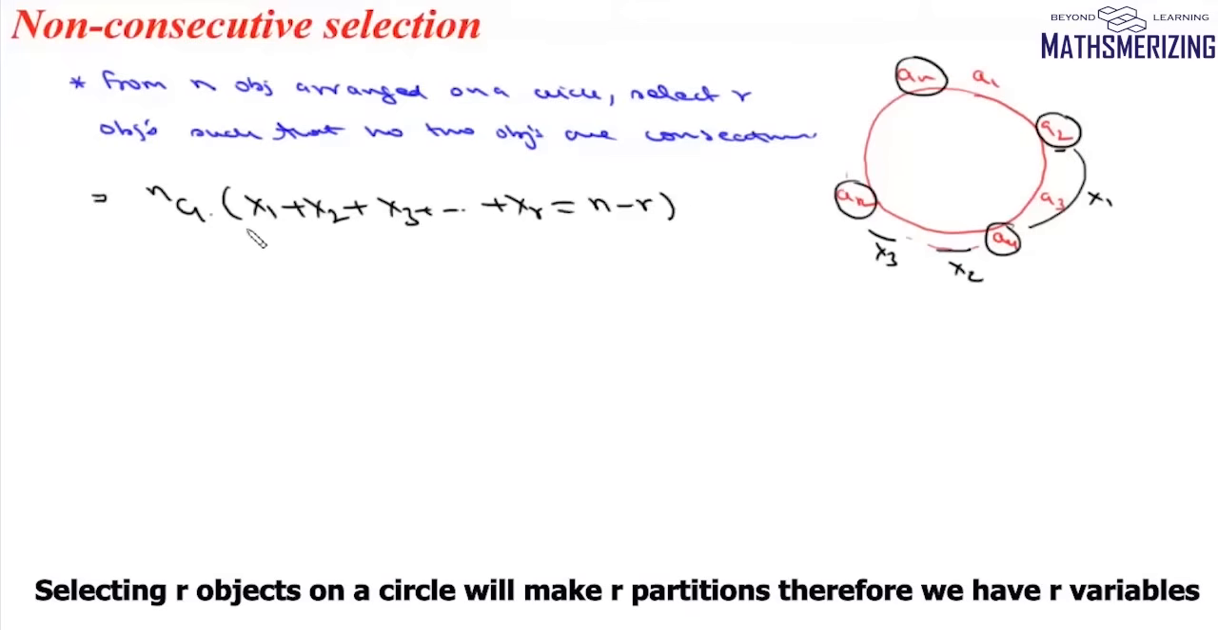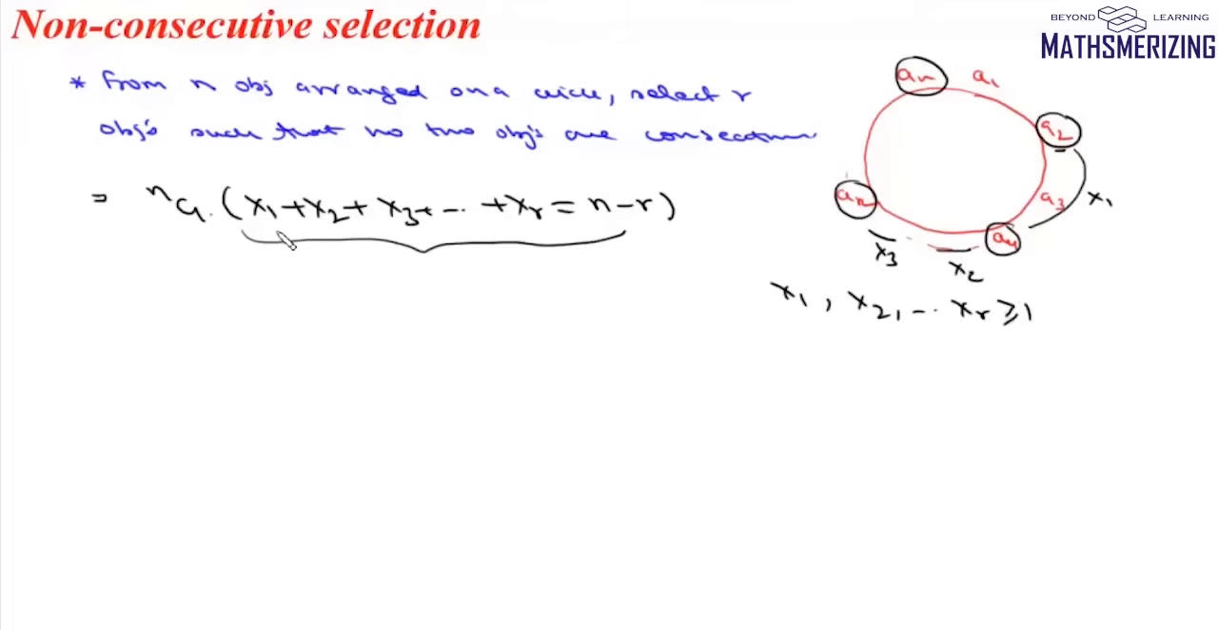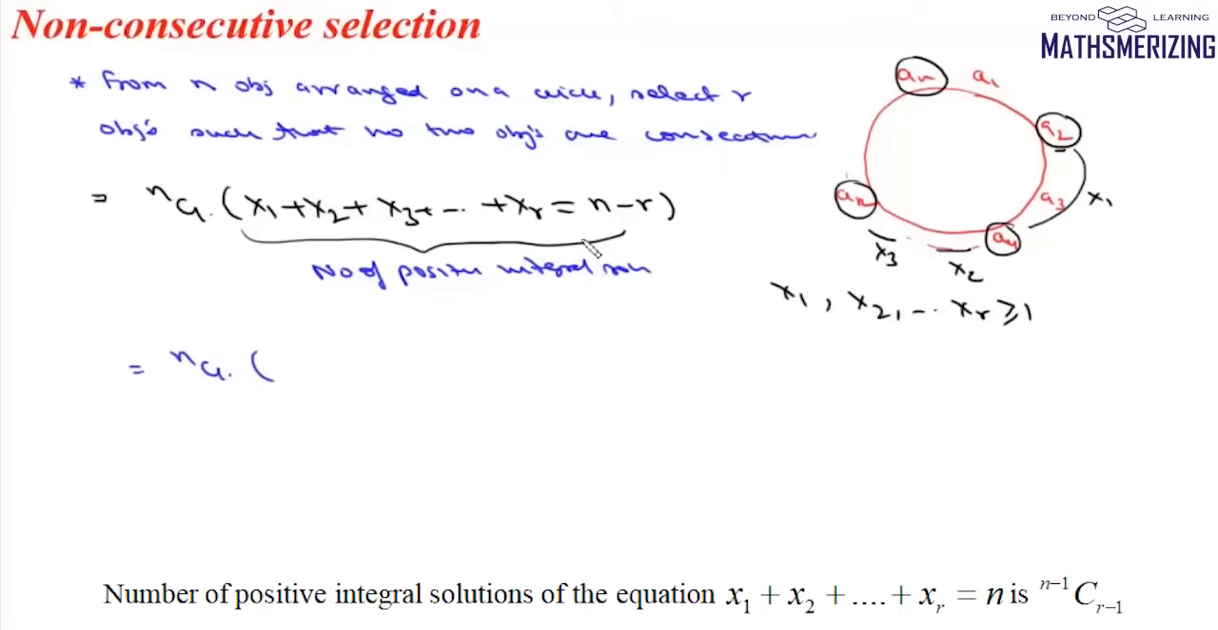So we need to find the number of solutions of this equation when each of these X1, X2 and XR is 1 or greater than 1. Now in this case, we will just need to find the number of positive integral solutions. So the number of positive integral solutions will be, this is NC1, and here the number of positive integral solutions of any equation is given by n minus 1 C r minus 1. So here n is n minus r, so it will be n minus r minus 1 and then C r minus 1.